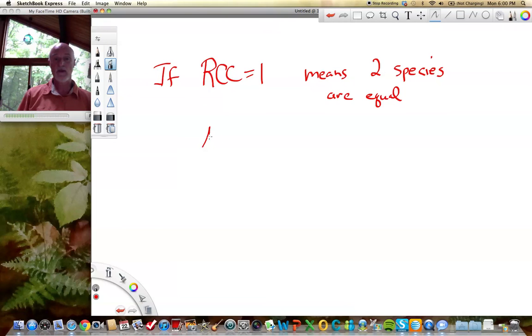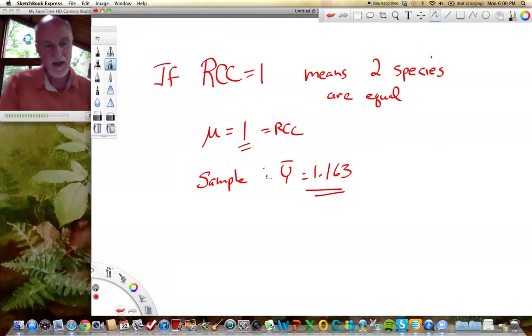So what we do is we hypothesize that RCC equals 1, so that's our hypothesized value. And then for a sample, if we find y bar equals 1.163, it's a very interesting question. Is this significantly different from an RCC of 1? Okay, so that's the kind of situation where you would do this. It also might be that you actually know the mean from other experiments for some infinite group of individuals.